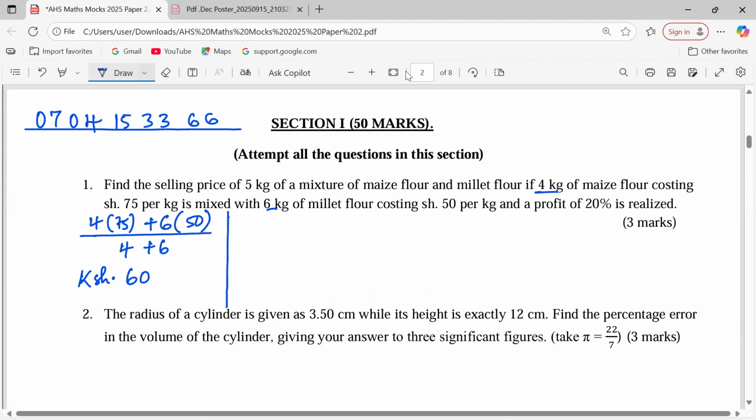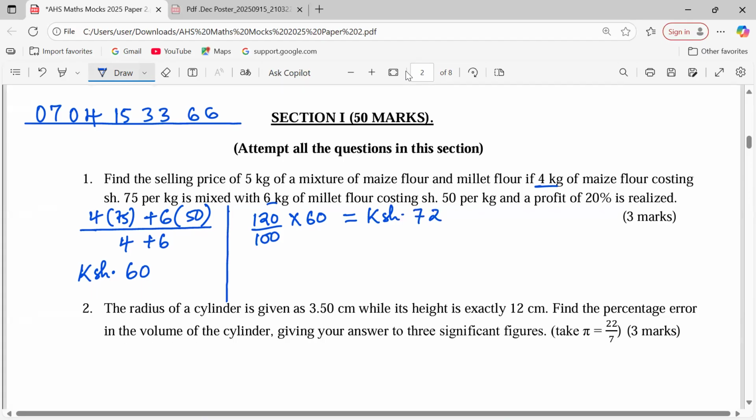But now, the shopkeeper who is doing this is supposed to realize 20% profit. So 120% means now inclusive of the profit. So 120% of 60, so that we know the selling price of 1 kilogram of the mixture with 20% profit. This is exactly 72 Kenya shillings. So a kilogram should be sold at 72 Kenya shillings.